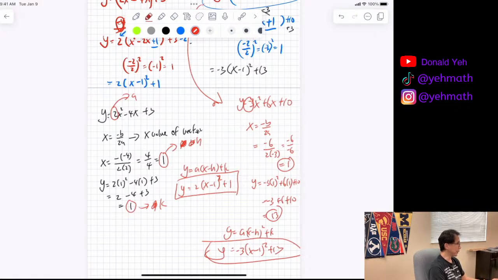You have 2 ways to do it, not only 1 way. On the test, I'm going to ask you to do it 2 ways. Can you convert them? Because it's much easier to graph in vertex form rather than standard form. Yes. No, you plug in 1 into here. Oh, into x minus h. Yeah.